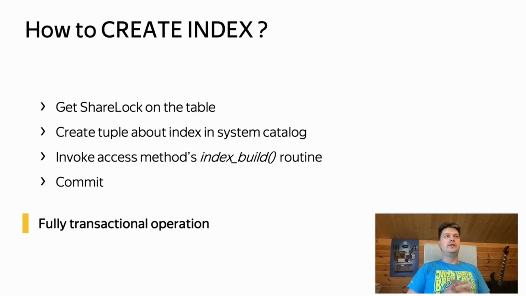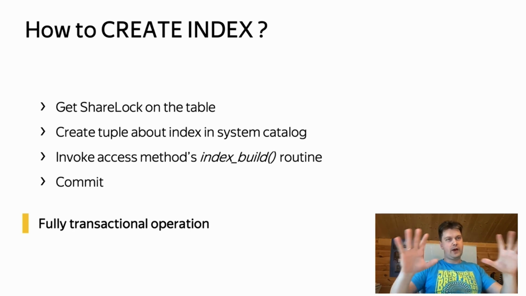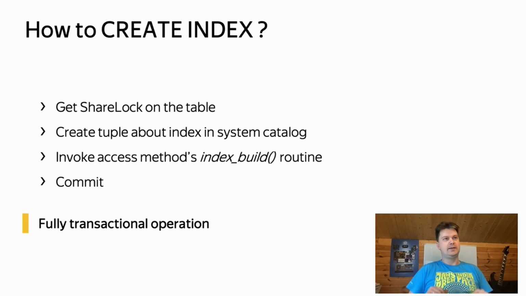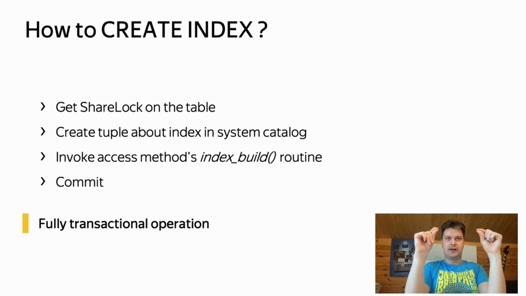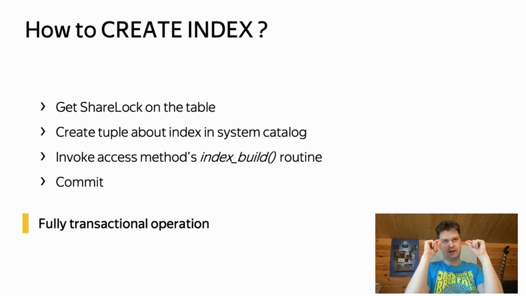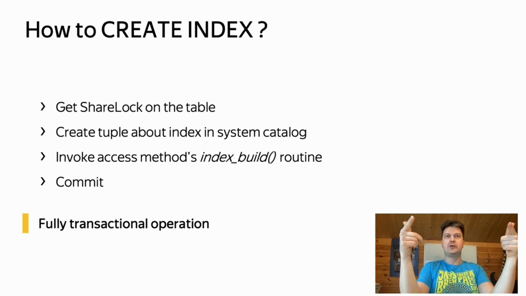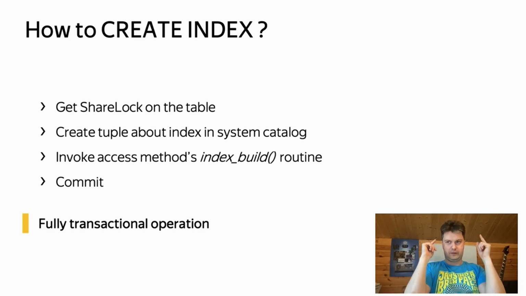So how does usual index creation work? We grab a share lock on a table, stopping every single insert, update, and delete in the table. We create a tuple in a system catalog, and changing something in the system catalog at the end of a transaction will force an update of the caches of each and every backend within the database. Then we invoke the index build routine, which is provided by the access method. Each access method knows how to create an index from data which is not changing right now.